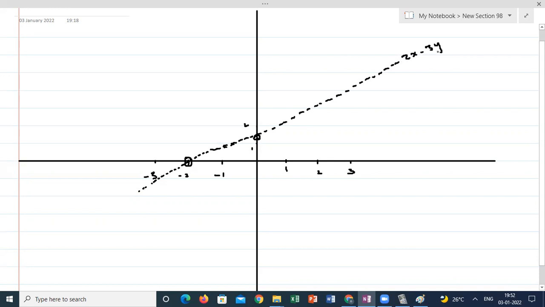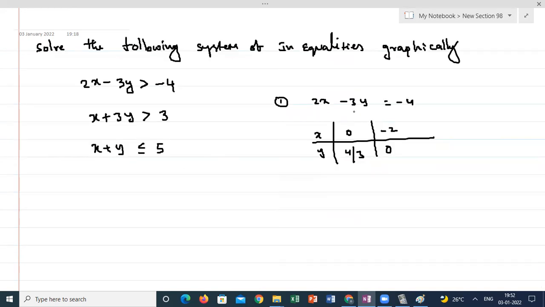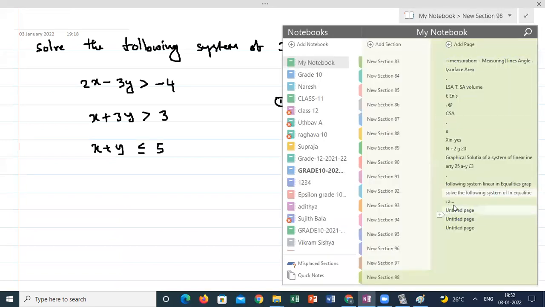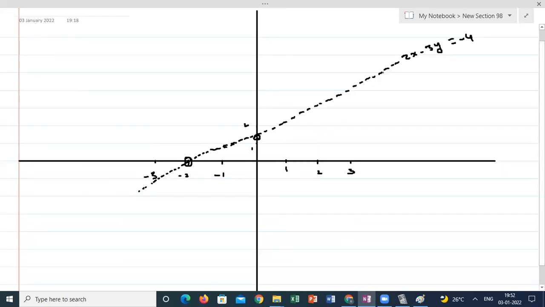2x minus 3y is greater than -4. So above the line or below the line, how will we know? Again, origin test. If I am keeping the origin here, 0 minus 0 is greater than -4. So 0 is greater than -4, which is true. The solution is towards the origin, so I have to shade towards the origin. Instead of confusing, I am taking only a line towards the origin like this. Once I get the common solution, I will shade it. So towards the origin, this is the solution set for the first equation.